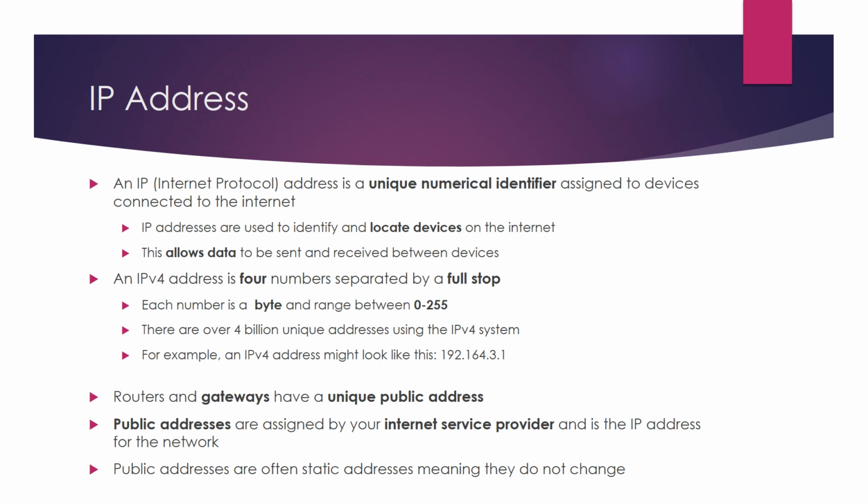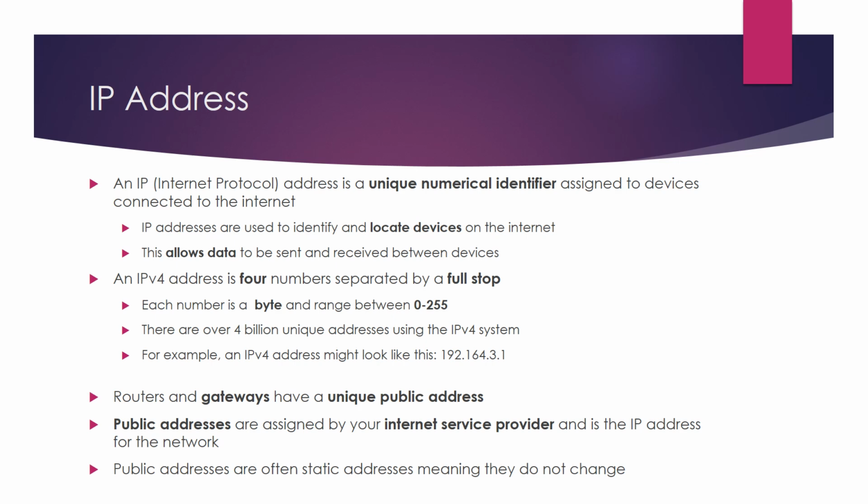IP address. An IP address is basically the Internet Protocol address. It's a unique numerical identifier assigned to a device connected to the internet. IP addresses are used to identify and locate devices on the internet. This allows data to be sent and received between devices. An IPv4 address is 4 numbers separated by full stops. Each number is a byte and can range from 0 to 255. There are over 4 billion unique addresses using the IPv4 system. An IPv4 address might look like this: 4 numbers separated by full stops.